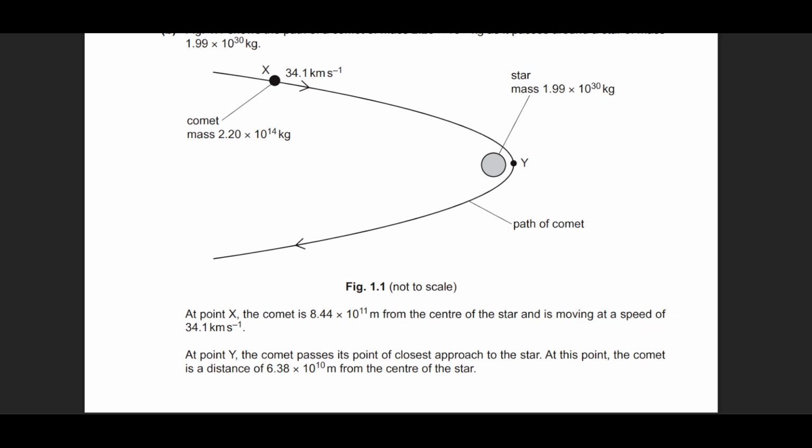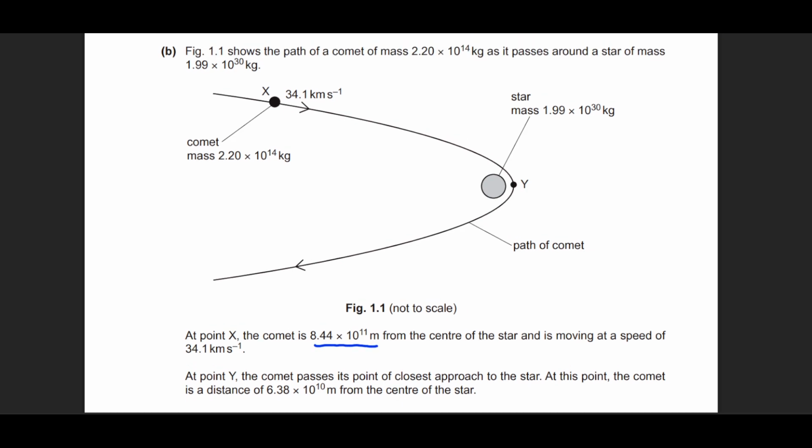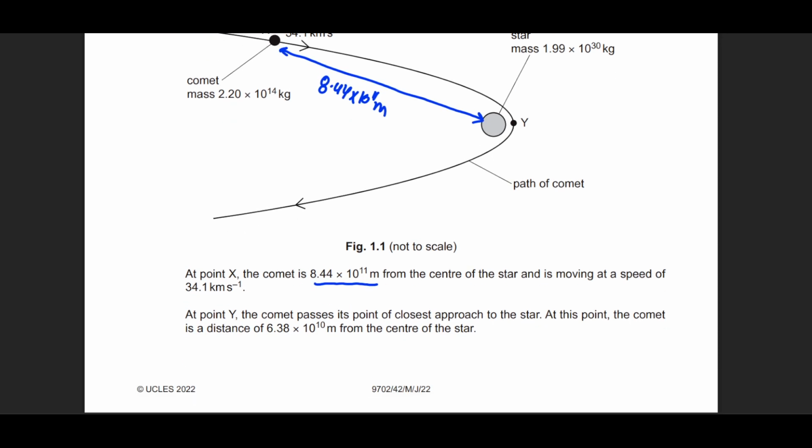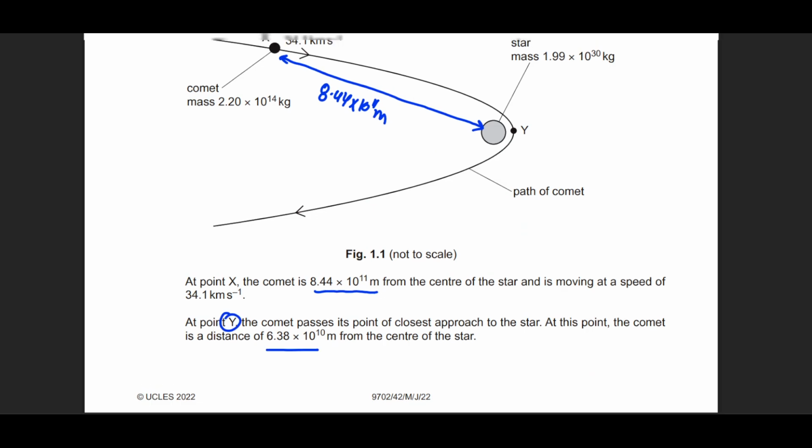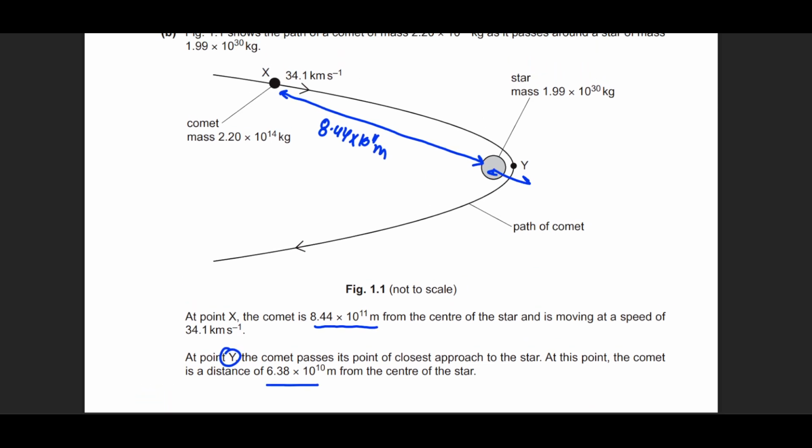So he says that at x, the comet is this much away. So it is at a distance of 8.44 power 11. So 8.44 power 11, it's away from the star at x. And when it comes to point y, it is this much away. So 6.38, so this distance would have been 6.38 into 10 raised to the power 10 meters.